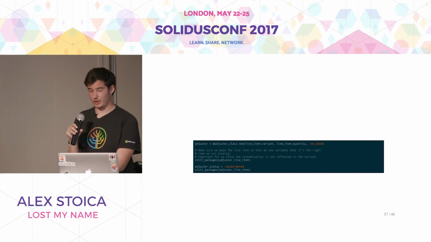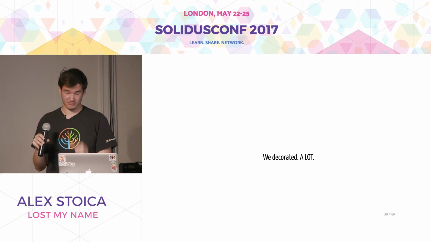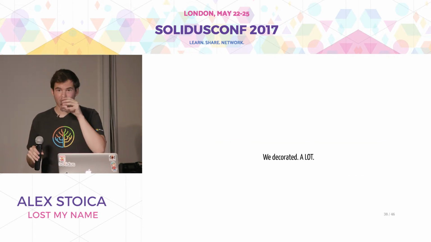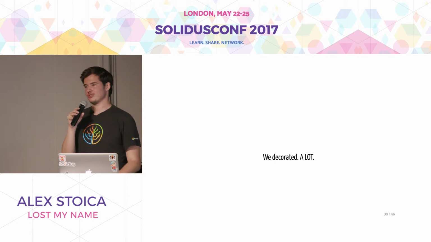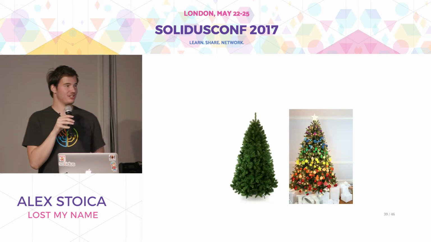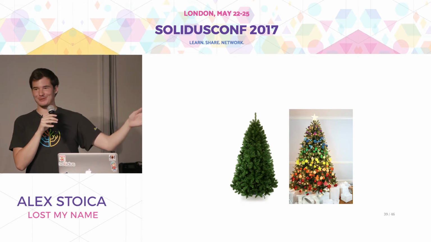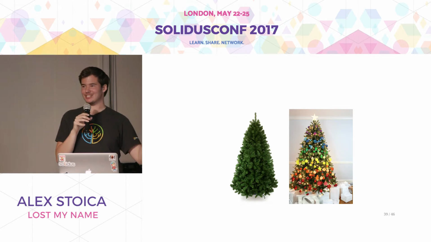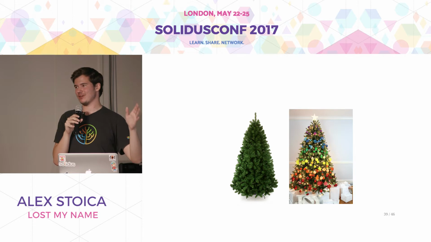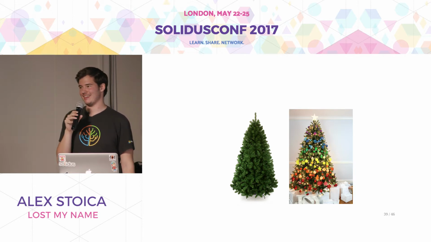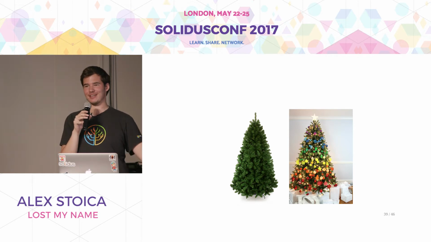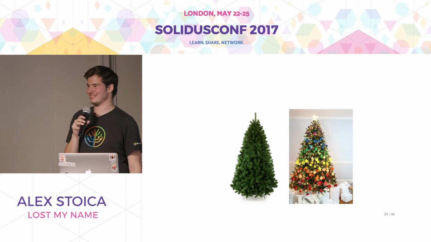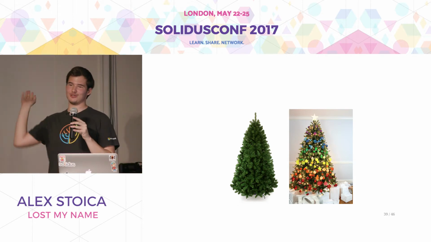So then we went on and we decorated a lot. And when I say a lot, I mean we just went batshit crazy. That's a normal Spree installation, and on the right hand side is pretty much what our code base looked like. And that's not even a fair representation. I couldn't find a more decorated Christmas tree. I tried, but there's nothing. We just had decorations on top of the decorations.